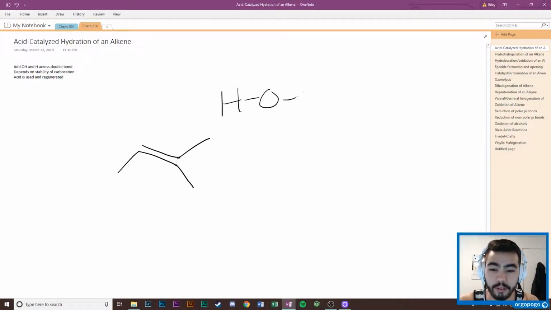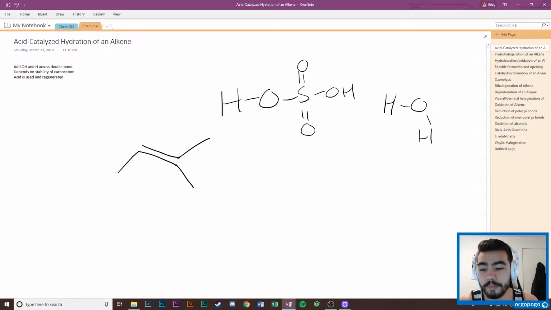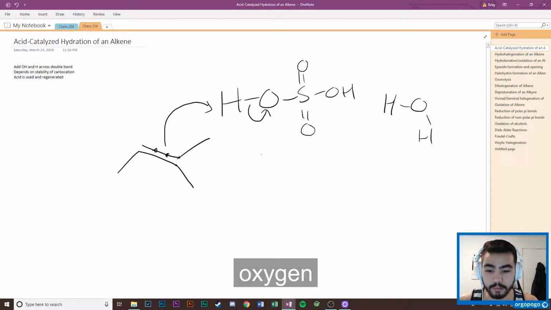The electrophile is going to be your acid catalyst. In this case, it's going to be sulfuric acid. And then it's going to be aqueous, so there'll also be water present as well. The first step is for the pi electrons in the alkene to flick out and grab the proton. That breaks this OH bond and puts the electrons onto the sulfur.